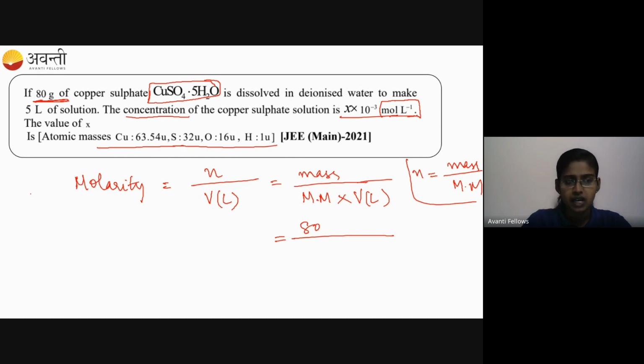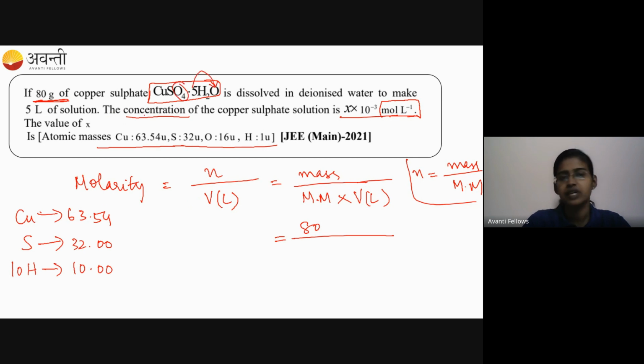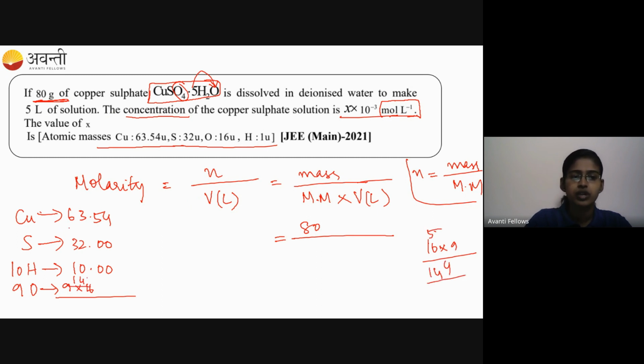We have one copper, so 63.54. And one sulfur, atomic mass of sulfur is 32. And how many hydrogen? 5 into 2, 10 hydrogen we have. So 10 into 1 will be equal to 10. And how many oxygen? Here 4 we have, and here 5 we have. So 4 plus 5 is 9 oxygen. So 9 into 16 we have to do. What is 16 into 9? 144. So we have to use 144 here.